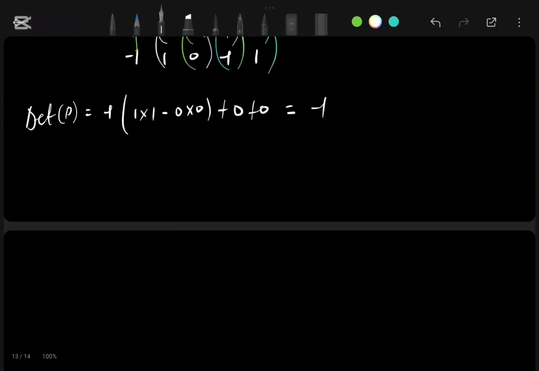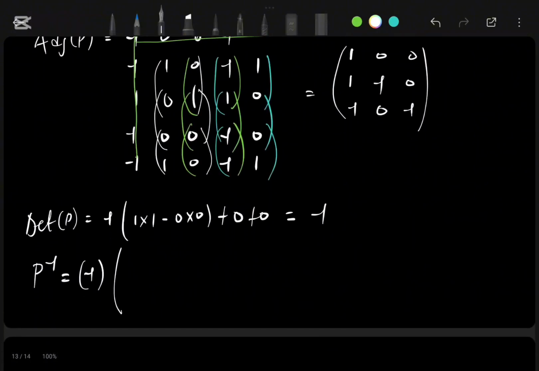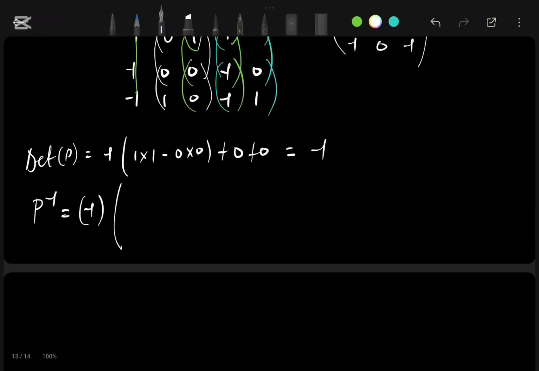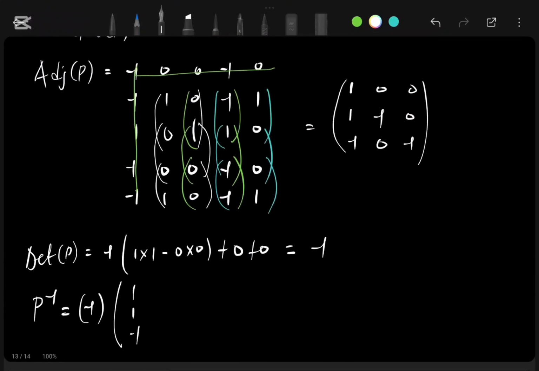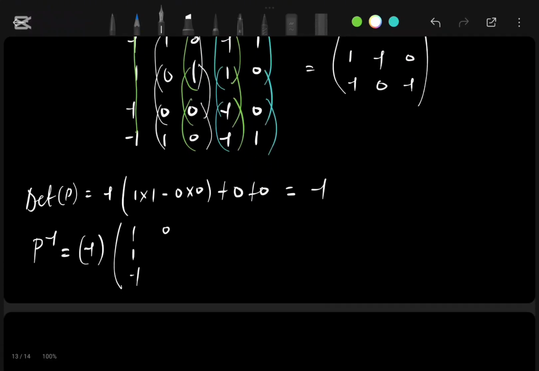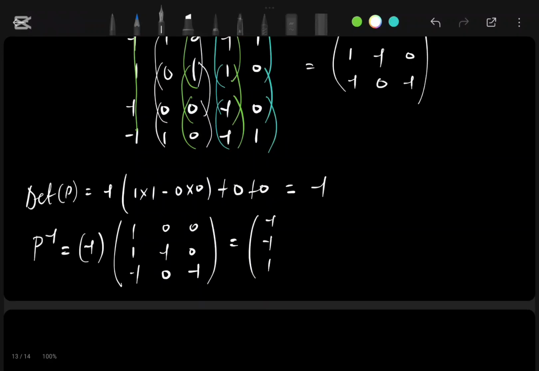Again, our P inverse is given by 1 over the determinant of P, which is minus 1, multiplied by the values we have here. We have 1 1, and then we have 0, minus 1 0, 0 0 minus 1, minus 1 minus 1 1, 0 1 0 0 0 1.